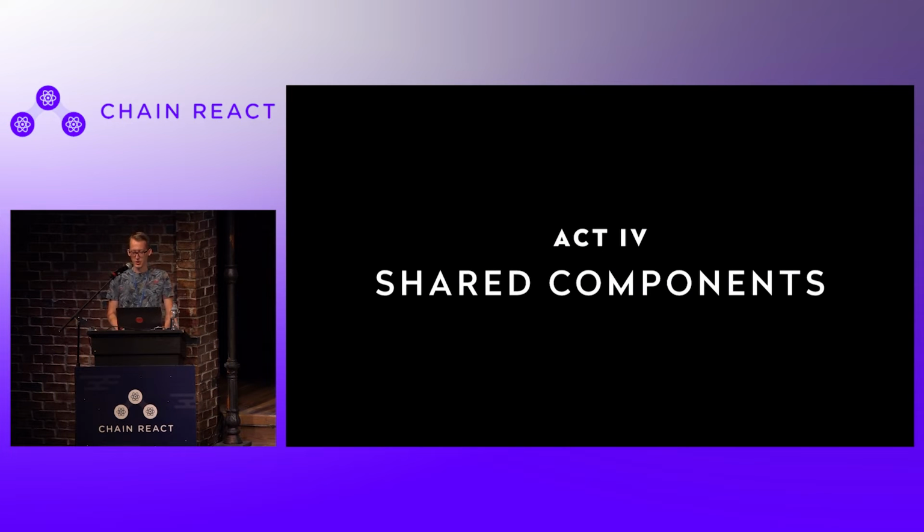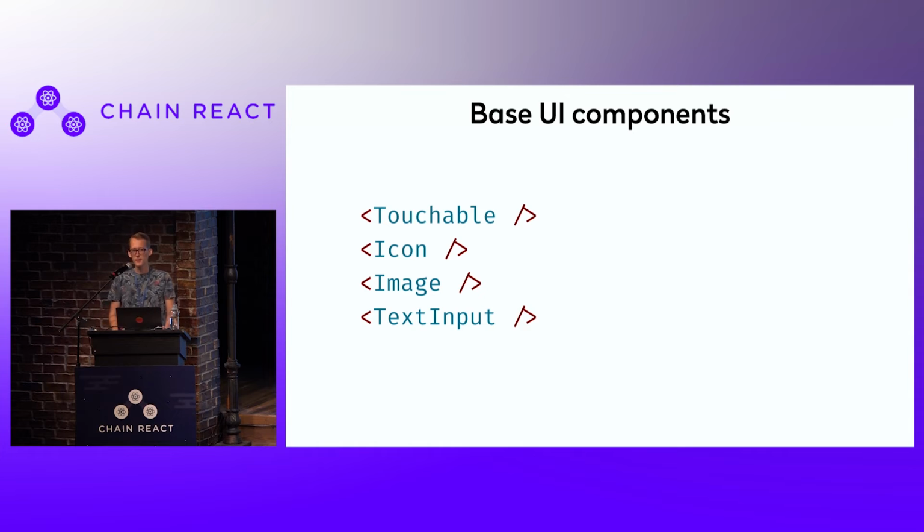Okay, let's talk about shared components. The first step is to build a small library of very base UI components. And I just mean the sort of components whose implementation is completely platform dependent. So this is an almost complete list. There's not as many of those as you might think, but something like image, text input, icon for vector icons, or touchable, which on the web might be an anchor or a button or a div with onPress. You just have to make 2 different implementations. But there's just a couple of them. It's not a big deal.